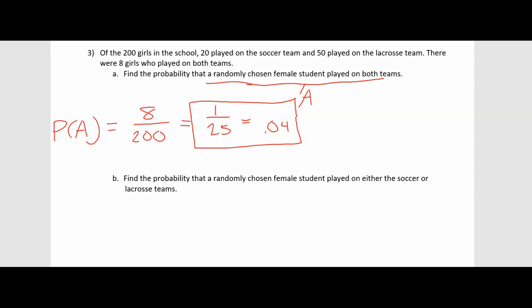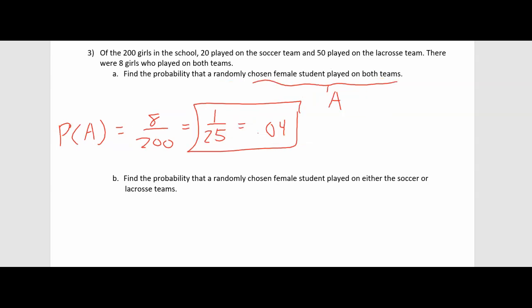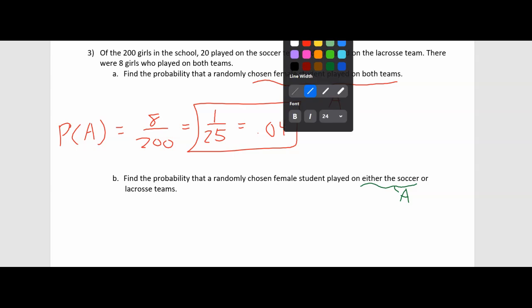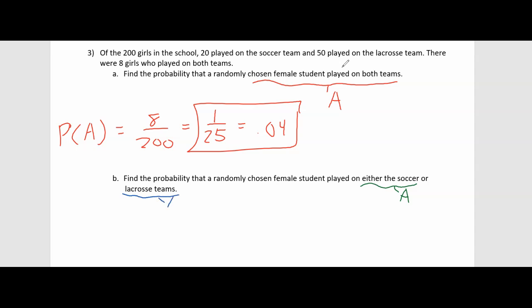If we look at B, though, it gets a little bit more complicated. It says find the probability that a randomly chosen female student played on either the soccer or the lacrosse team. Well, first we need to decide, is this a mutually exclusive compound event, or is it an inclusive compound event, where the outcomes can overlap? Well, because there are 8 girls who played on both teams, this is an example of inclusive events, right? Because you can be on both the soccer and the lacrosse team. So we have to remember to subtract off that overlapping portion. So let's say the soccer team represents A, and the probability that they're on the lacrosse team represents B.